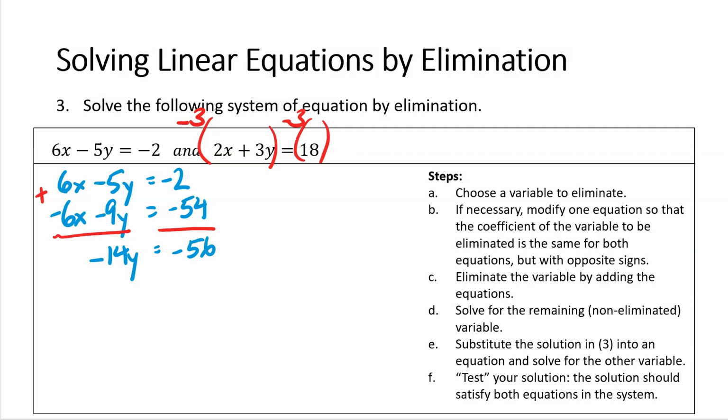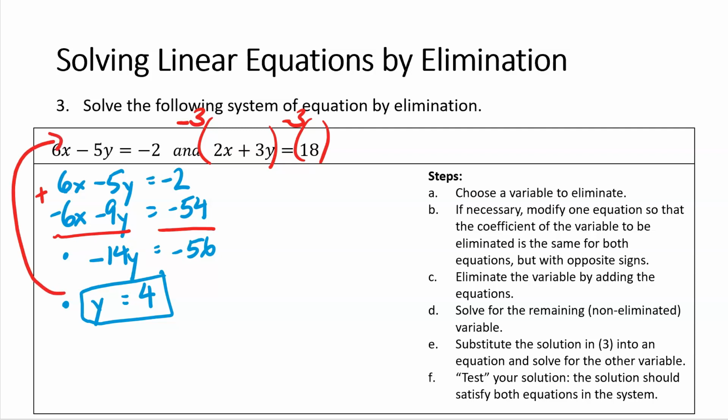Okay, now we need to solve for y. We have negative 14y equals negative 56. So that was our result from adding the equations. Solving for y, we divide both sides by negative 14, and we have y equals negative 56 over negative 14, which is 4. Now that we have a value for y, we can substitute that value into any one of our original equations and then solve for x.